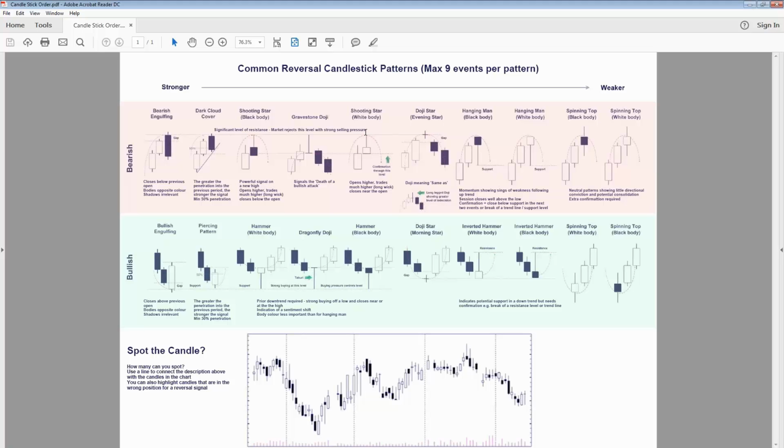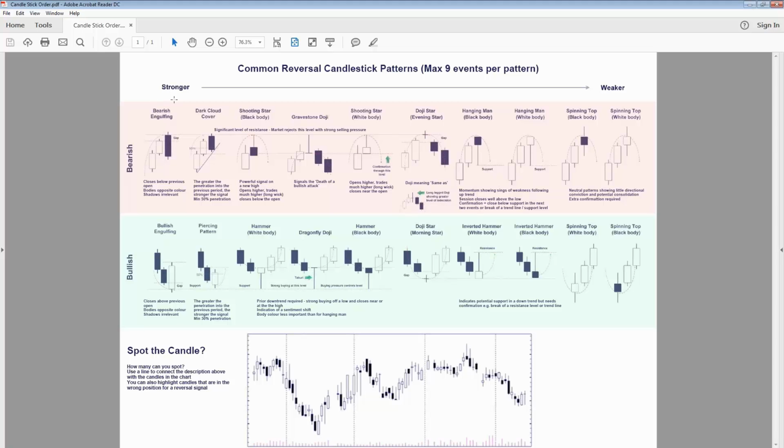They've been around for centuries by the Japanese. They used to trade rice, and when they used to trade rice, this is when they used to use candlesticks. So this is going back 300-400 years. So yeah, there are plenty of books out there in regards to candlesticks. I can also send you this PDF document, which will give you more insight into looking at these candlesticks further.